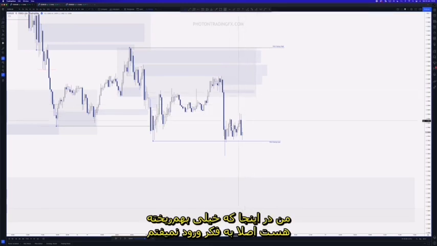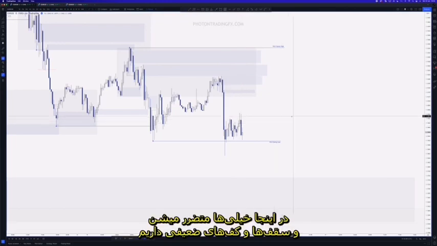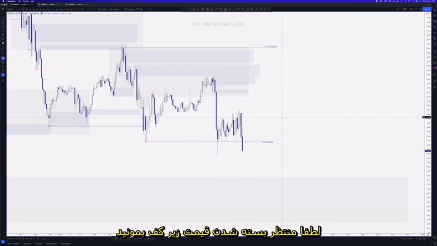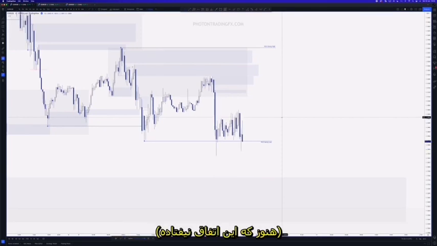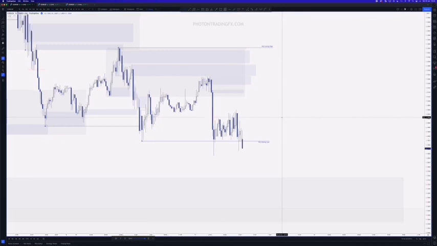Until price gets up there, I'm not getting involved in this mess. There's absolutely no need to risk your capital in this nonsense down here. This is where everyone's getting chopped up. There's weak highs and lows everywhere. Just wait for a closure below the low. No closure. No closure. No closure.